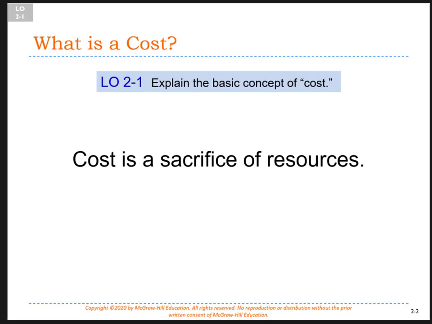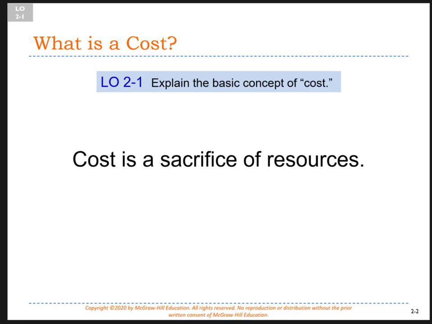The basic definition is a sacrifice of resource. Now, some people would say that means it's something that's paid. And that's somewhat true, but there are things that are costs that are not paid in cash. For instance, depreciation on an asset. When it is used, that's a cost. Okay, it's not costing us cash right now, but it is a sacrifice of resources, meaning that we are giving up using that machine gradually over time.